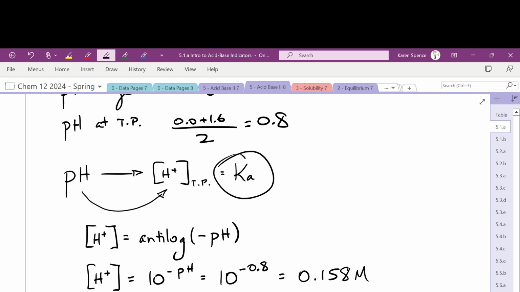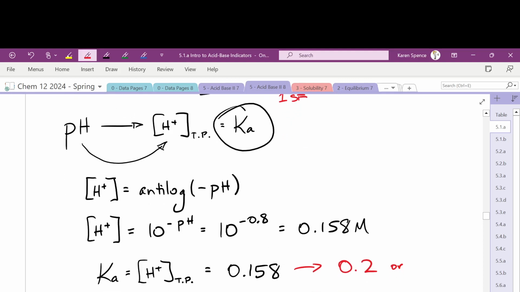What do you guys think about my sig figs? There are too many. Yes? So remember when we have a pH, only numbers after the decimal count. So how many sig figs? 1 sig fig. So this should become 0.2. Or if we want to write it like most Ka values we see, we would call it 2 times 10 to the minus 1.